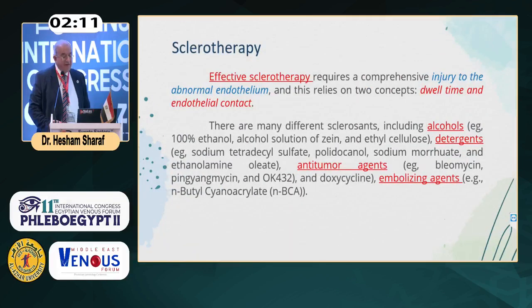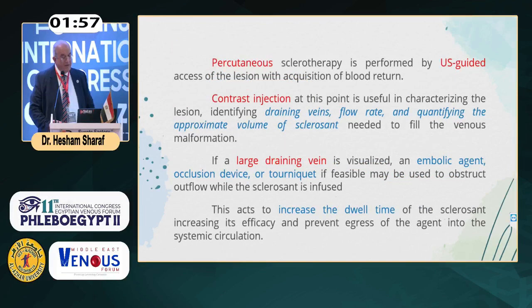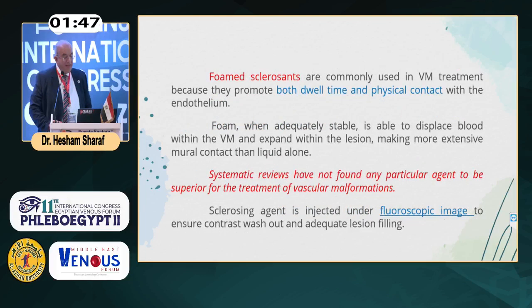Sclerotherapy is the effective treatment and requires comprehensive injury to the abnormal endothelium. This relies on two concepts: dwell time and endothelial contact. The type of sclerotherapy, percutaneous sclerotherapy, is performed through ultrasound-guided and contrast injection to the large visualized draining vein. And foamed sclerosant agents are commonly used in venous malformation treatment.